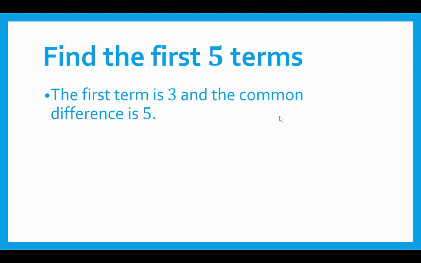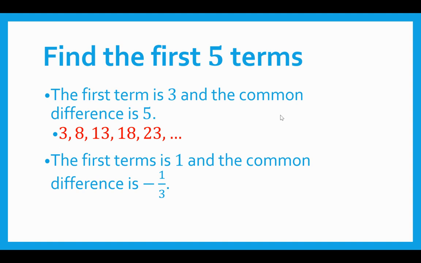So some of your homework is going to ask you to find the first terms of a sequence. In this example here, the first term is 3 and the common difference is 5. We just start off with 3 plus 5 is 8, plus 5 is 13, plus 5 is 18, etc., etc. First term is 1. Common difference is -1/3. Again, this is for arithmetic. We start off with 1. Plus -1/3 is 2/3. Plus -1/3 is 1/3. Plus -1/3 is 0, etc., etc. Okay. Finding terms, super useful content.